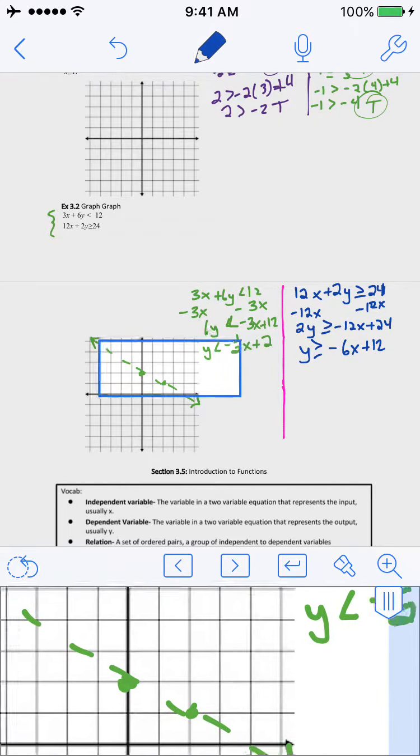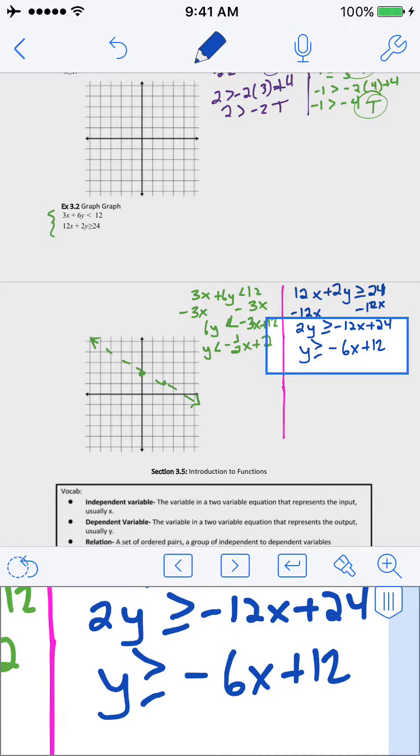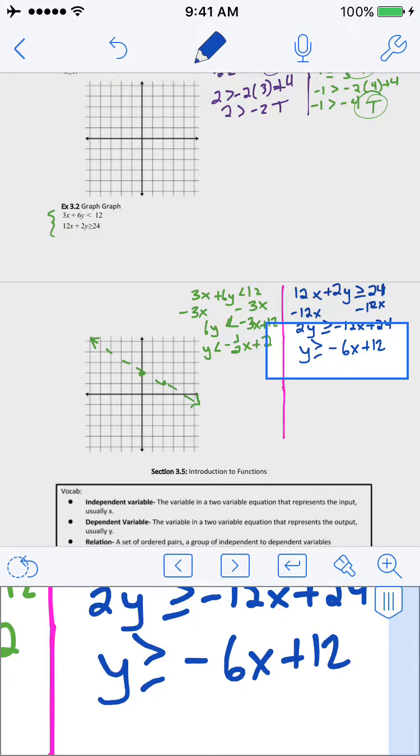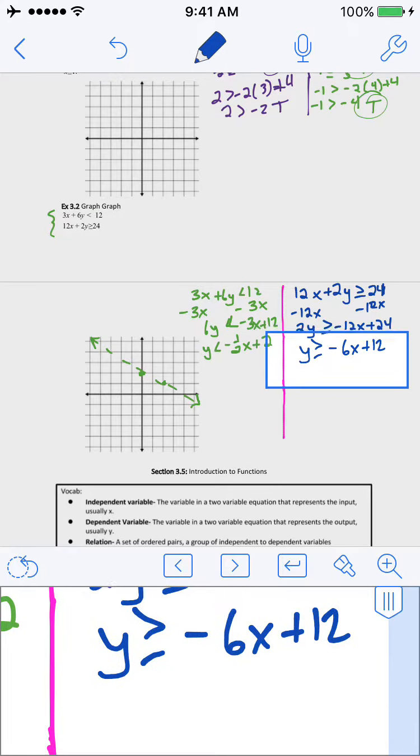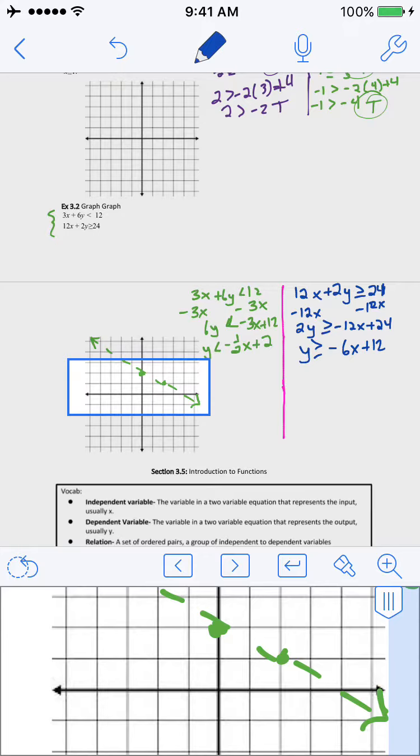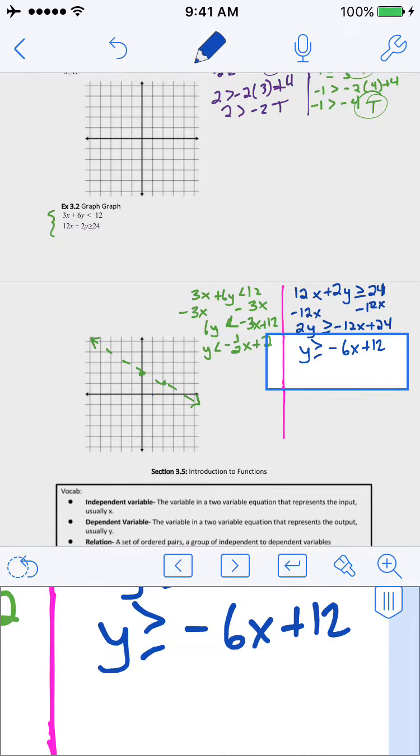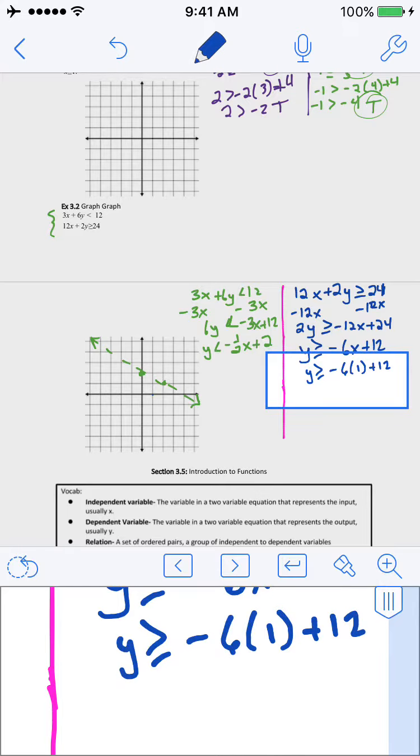Alrighty. Unfortunately, 12 is off the screen, so I can do something else. I can use maybe the y-intercepts, or let's just use any other point. So if I use x is equal to 1, I plug in 1, and then y would be greater than or equal to negative 6 plus 12, which is positive 6.